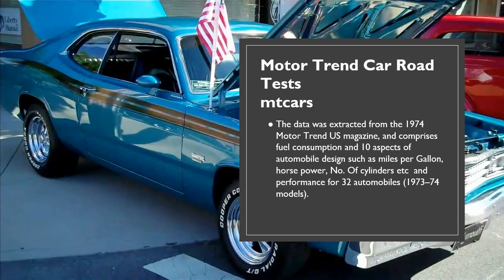The mtcars data comprises fuel consumption and 10 aspects of automobile design such as miles per gallon, horsepower, number of cylinders, etc. and performance for 32 automobiles, 1973-74 models. This data is available in standard data frame format with columns representing the variables and rows representing data pertaining to each model.